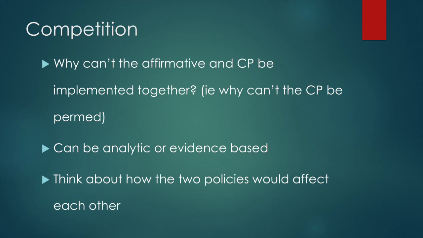So for instance, if the AF is saying that we should reform prisons and the counterplan is saying that we should ban prisons, it's pretty clear that we can't reform and ban the same institution, so we can just throw some analytics in there, a really quick explanation that just says you can't reform and ban the same institution, those actions are contradictory, and we don't necessarily need evidence to back that up.